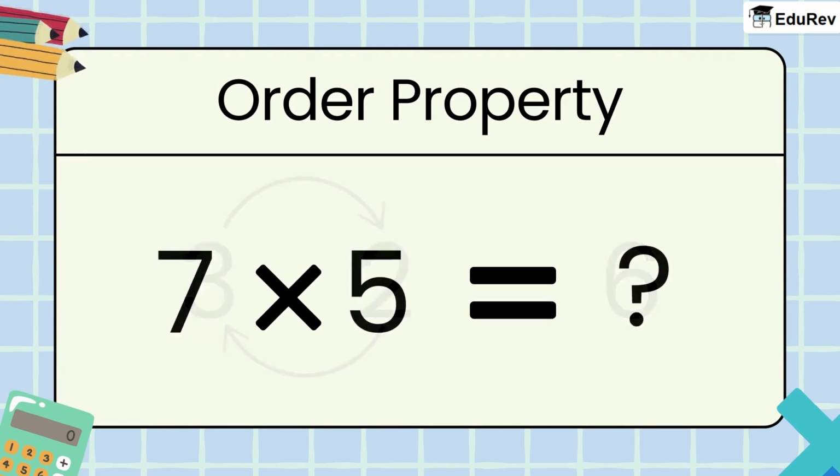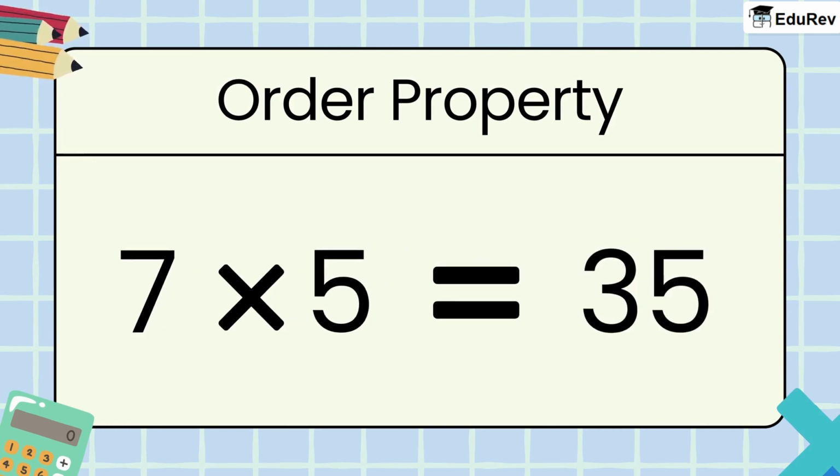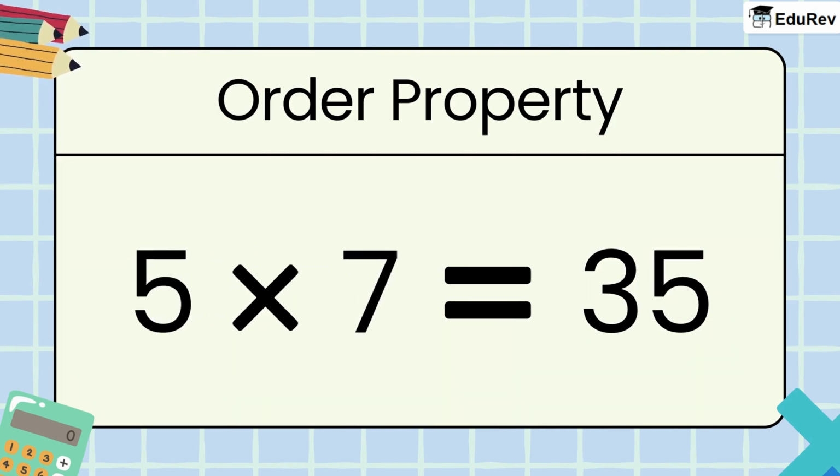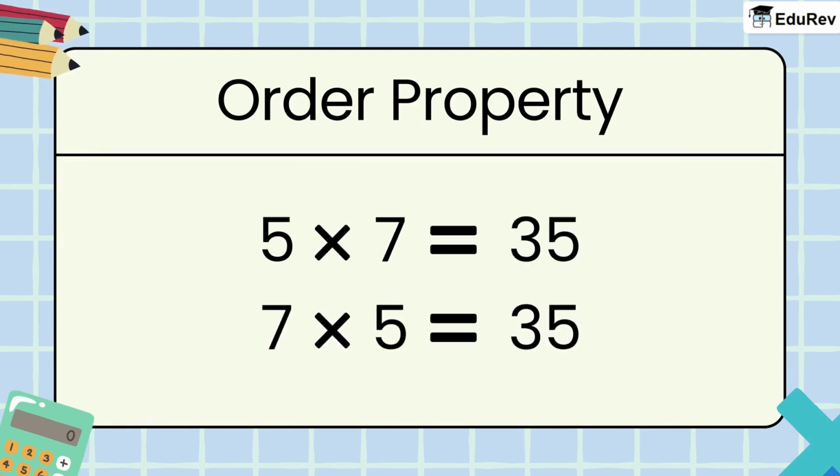Let's look at another example. What is 7 times 5? Yes, it's 35. Now, what is 5 times 7? Yes, it is also 35. So, both expressions give the same answer, 35.